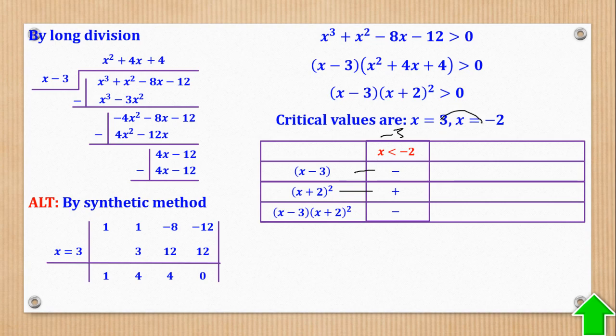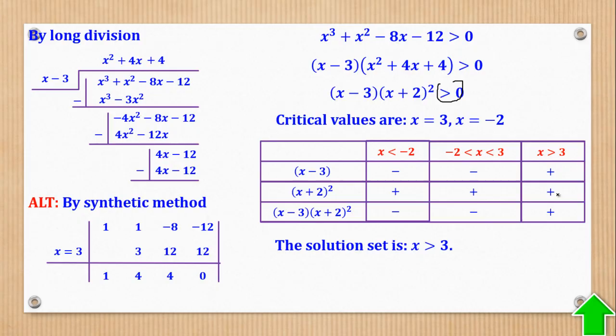Values between negative 2 and 3, I can choose 0. So it's negative, positive, and with the negative. Values after 3, I can choose 4. So that will be positive, positive, positive. But my value, you see, is greater than 0, meaning they should be positives. Therefore, the solution set is this. And that's what they wanted.